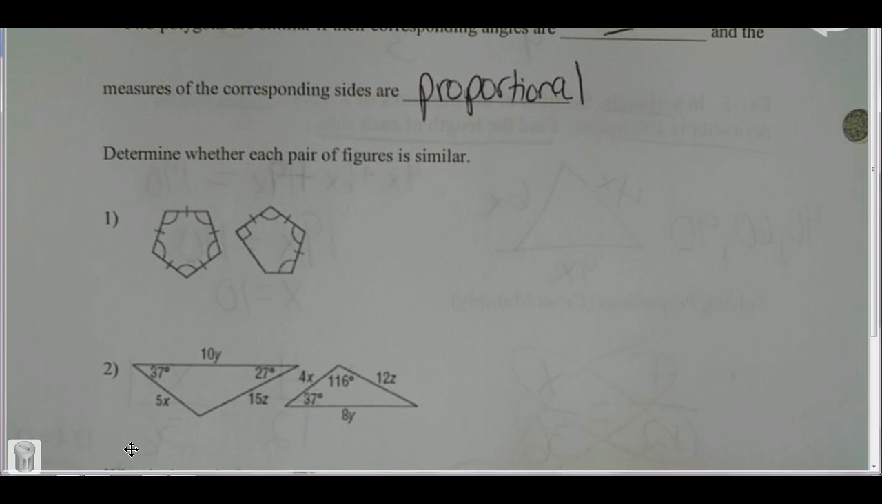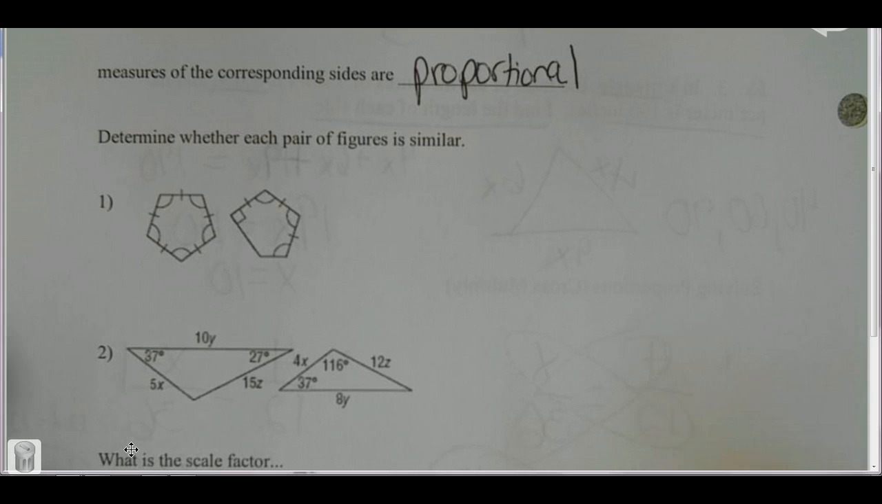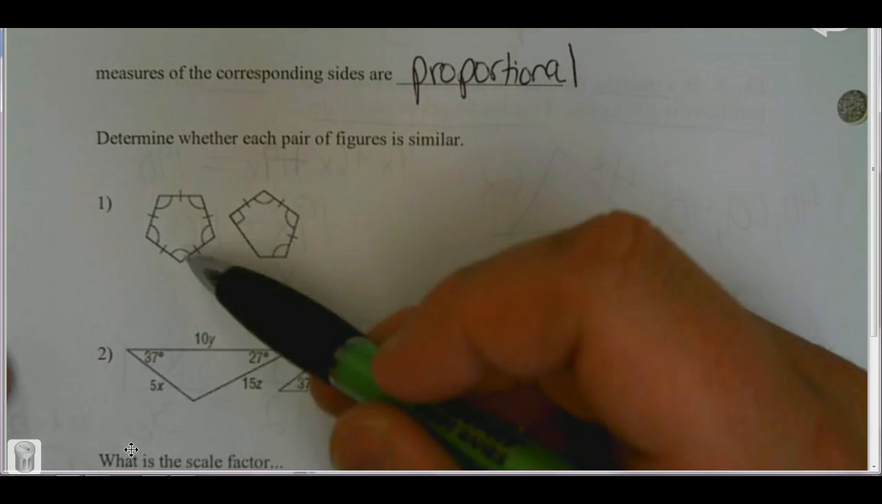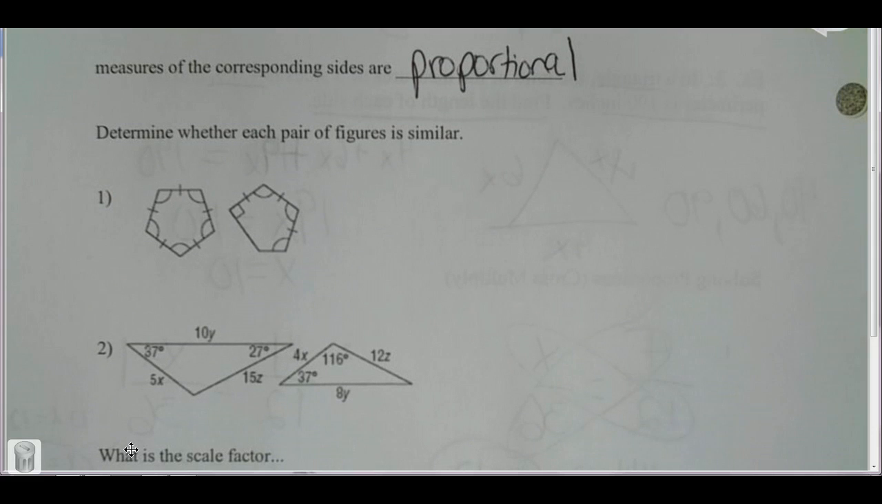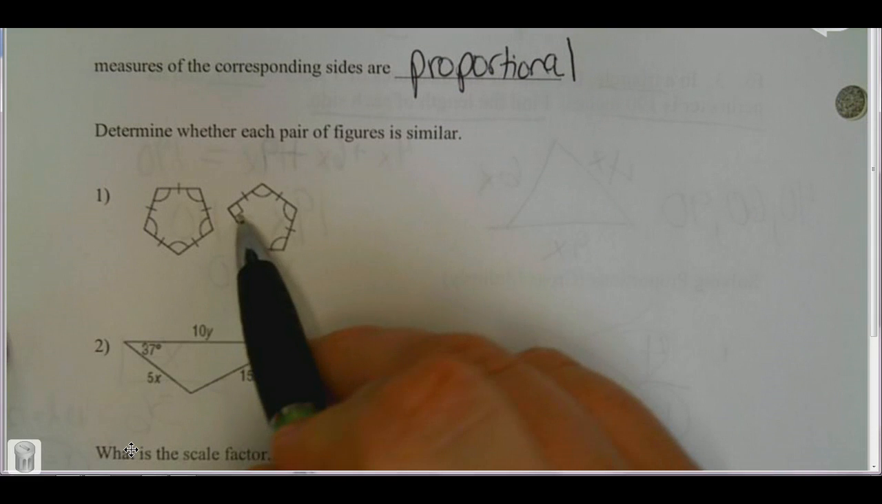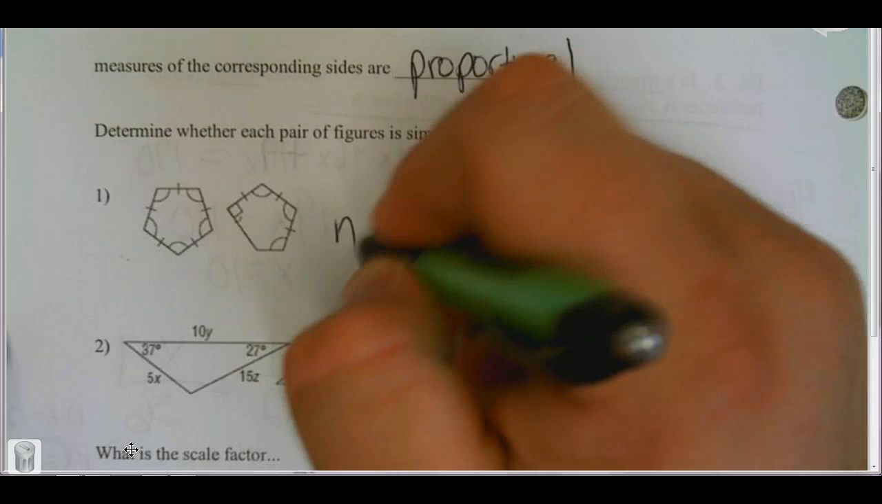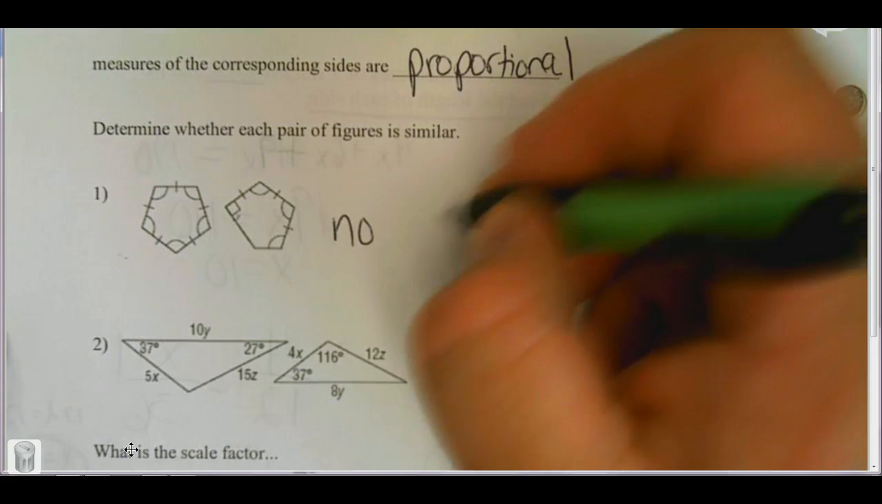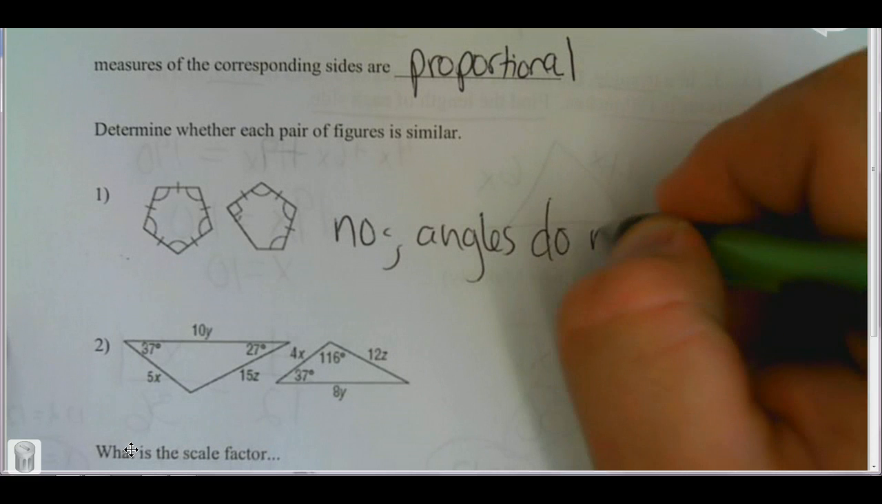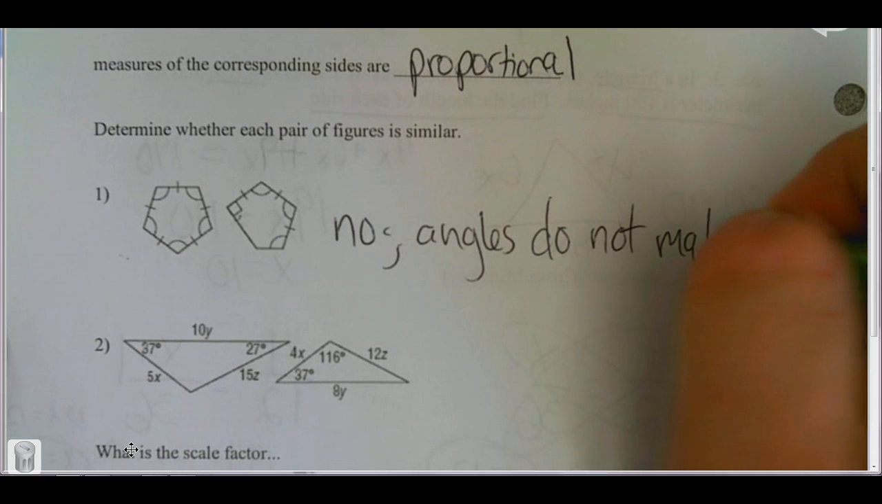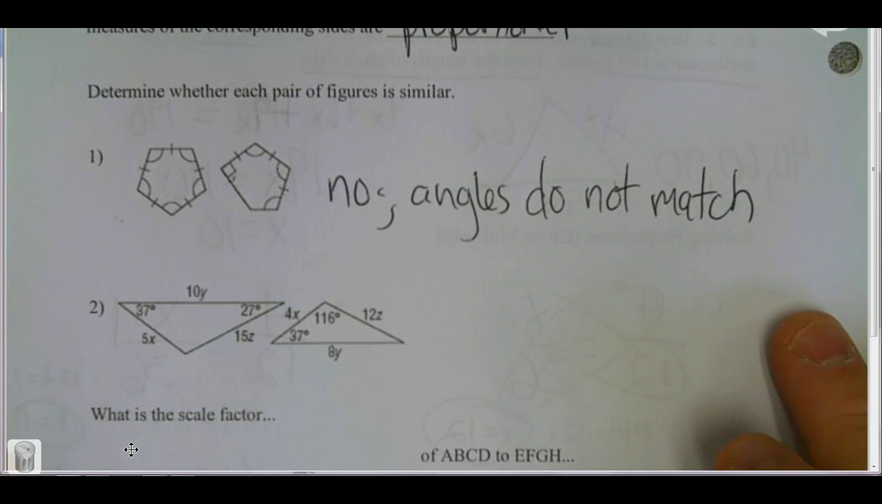So we look at these two sets and we try to decide if the pair of figures are similar. So the first thing we have to ask ourselves, do all the angles match up? Well, number one, obviously, there's a big problem here. This one has a right angle, this one doesn't. So these are not similar because the angles don't match up.